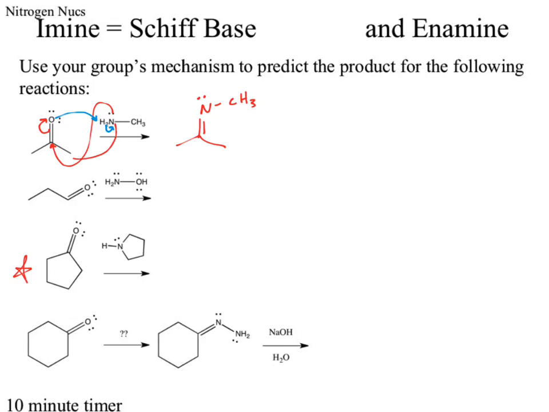Nitrogen attacks a second time, kicks out hydroxide. Oops, I should have color-coded that. Kicks out our hydroxide. That hydroxide attacks a second hydrogen and puts it on the nitrogen.